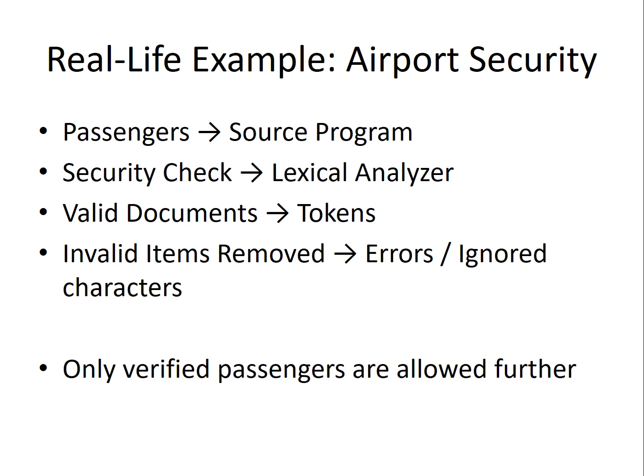Suppose any passenger is not having a valid token, that means, for example, errors or ignored characters, and that will be invalidated, or removed. So passengers, or the source code, which are legally within the rules or framework of the specific programming language only will be allowed, whereas the remaining will be rejected. So we have a clear example of how source program is converted into tokens using lexical analyzers, and these tokens will be given to the syntax analyzer in the second phase of compilation.